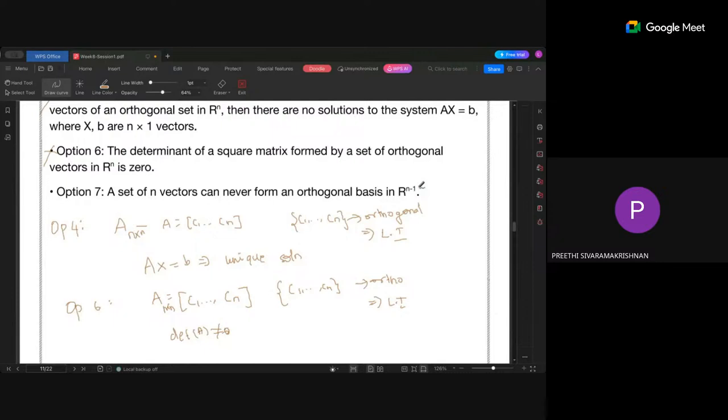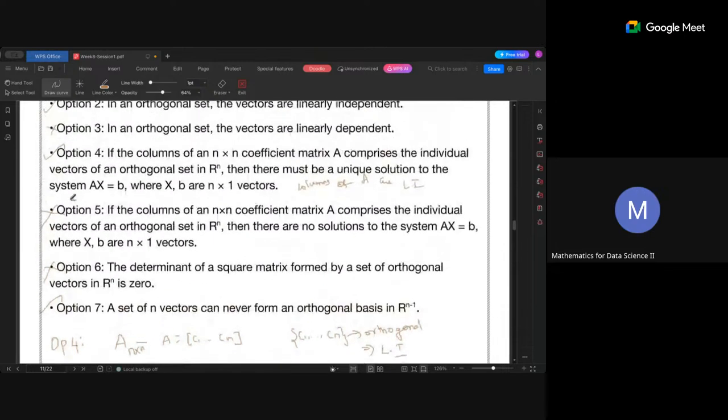A set of n vectors can never form an orthogonal basis in Rn minus 1. True, ma'am. Because you know that any orthogonal set in Rn minus 1 can have a maximum of how many vectors? n minus 1 vectors. Yes, ma'am. Okay, so sorry, this is correct only. So these are the correct options.